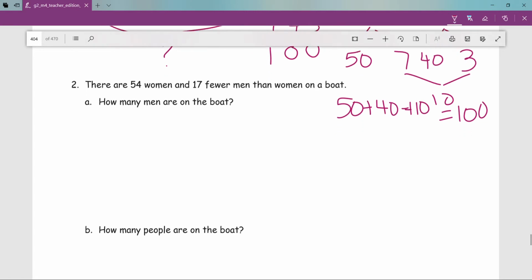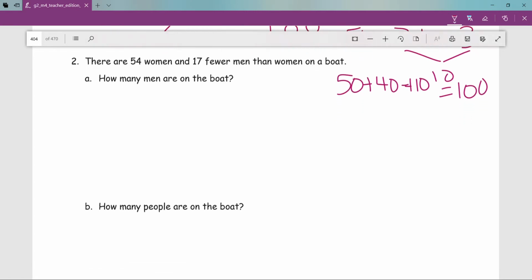Some of the problems on the homework are multi-step, or have more than one question where you are going to use the same numbers to get your answer.